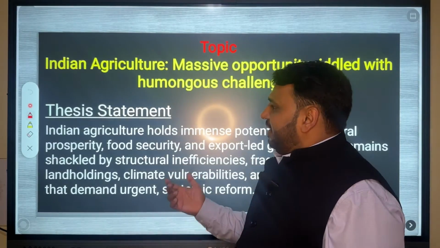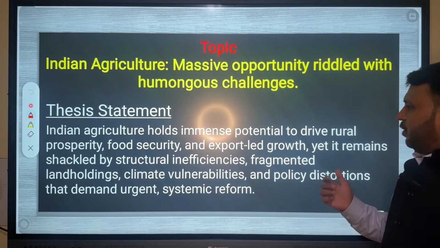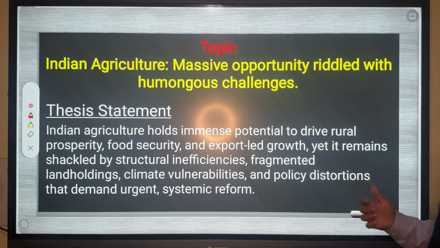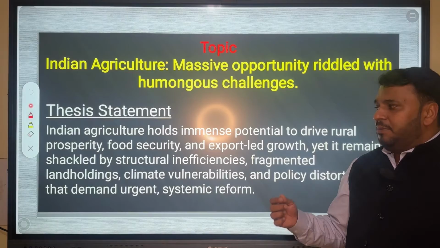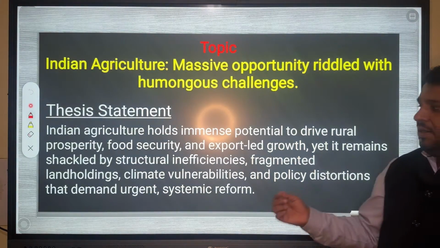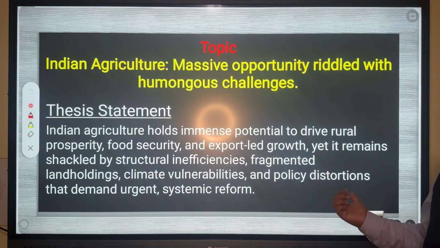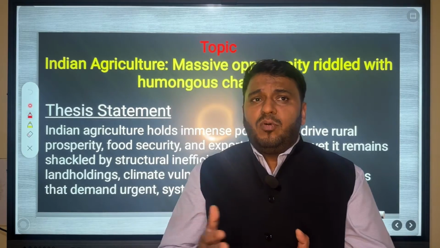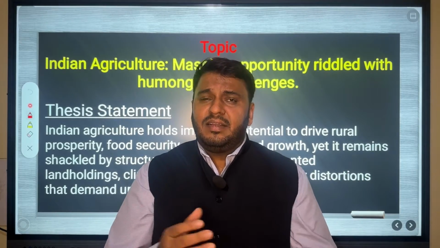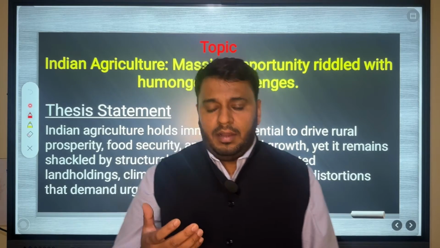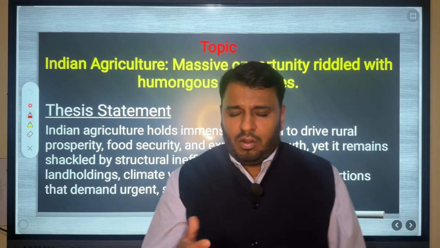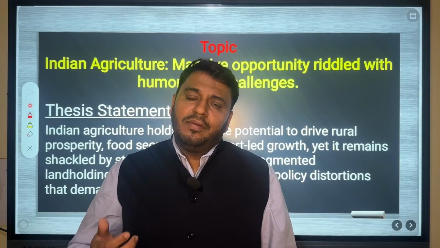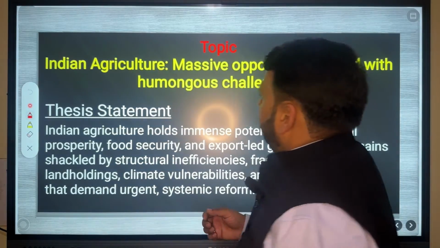So the thesis statement goes like this: Indian agriculture holds immense potential to drive rural prosperity, food security, and export-led growth. Yet it remains shackled by structural inefficiencies, fragmented landholdings, climate vulnerabilities, and policy distortions that demand urgent and systematic reforms. So the topic is more or less about how the agriculture sector is a big area of opportunity. Although there is this opportunity, it is not straightforward, as it is riddled by various challenges.